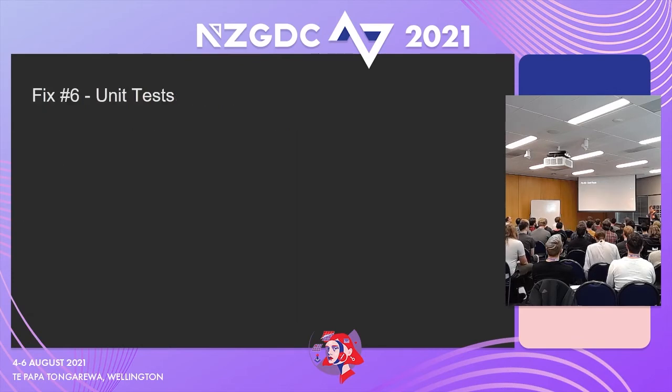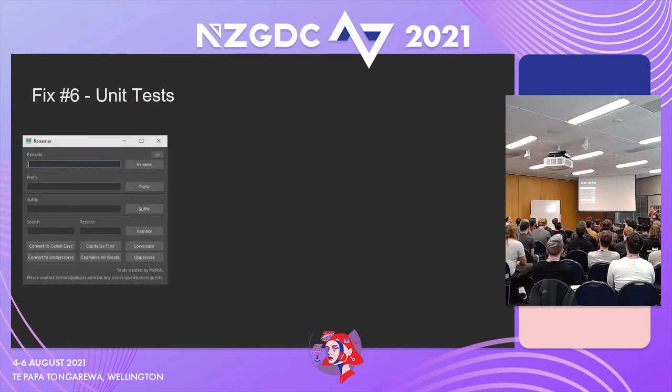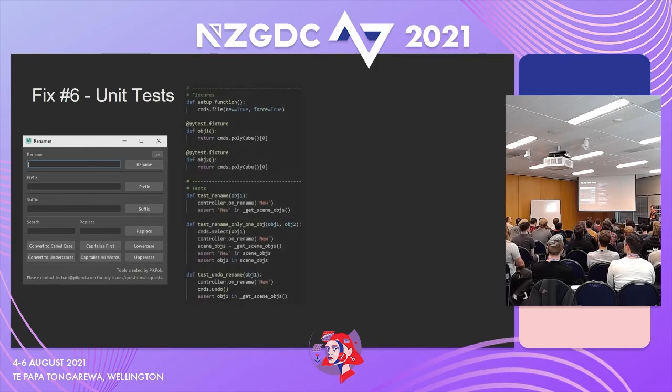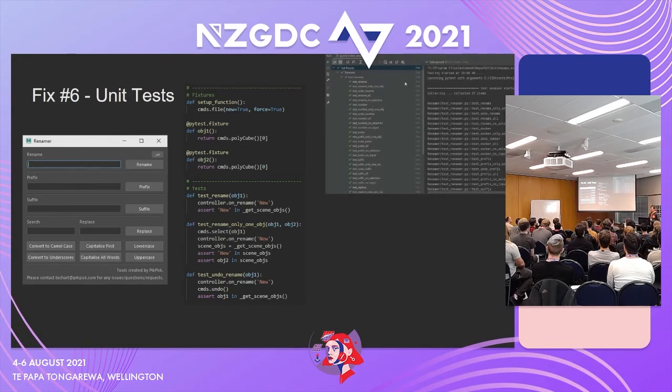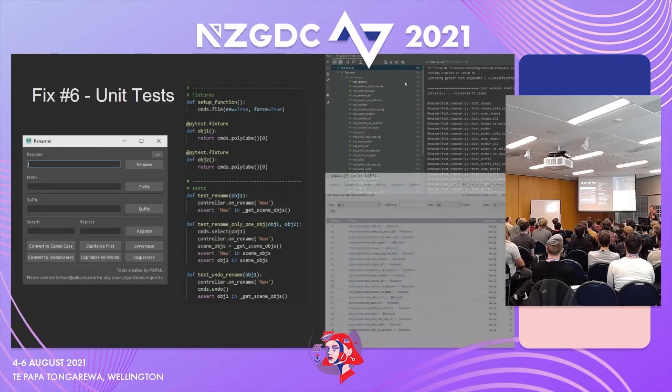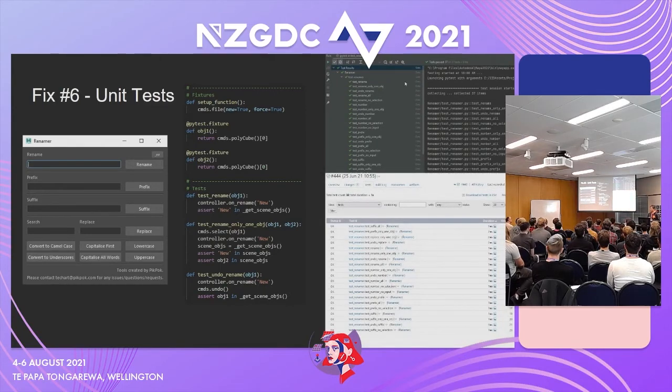So the next fix was unit tests. This is a tool that Jess, one of our production artists, made. It's a really good renamer tool, and we decided it was a good use case for writing unit tests. We use PyTest because there's less boilerplate code required to write these tests, and it still integrates really well with PyCharm and on TeamCity as well. It tells you what tests have run, how long they took, and if any have failed. You can also mark tests to be passed if you've currently got some issues with them.